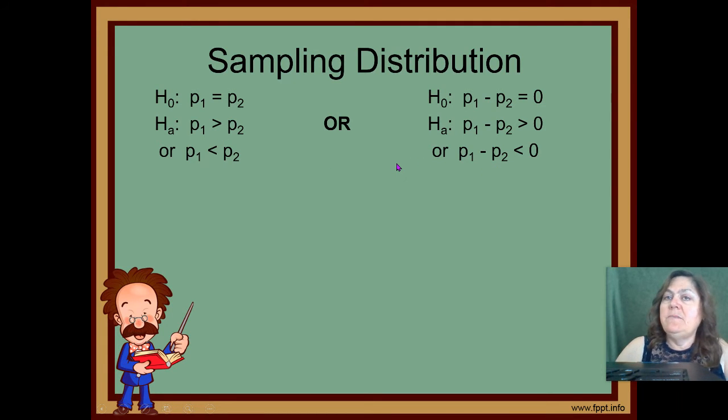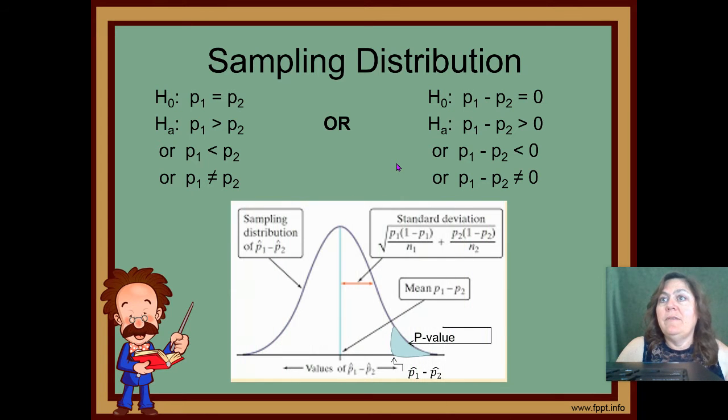Tailed, the differences being greater than 0 or less than 0. Or two-tailed, where you would say not equal to. Your sketch, right here, I've got a sample of your sketch. In the center is going to be the subtraction of your P1 minus P2.